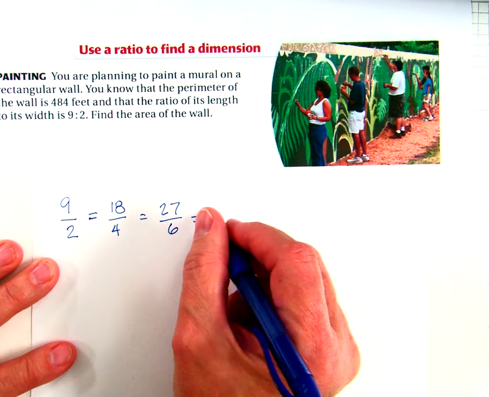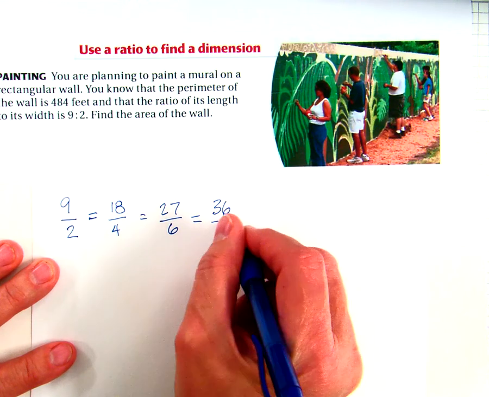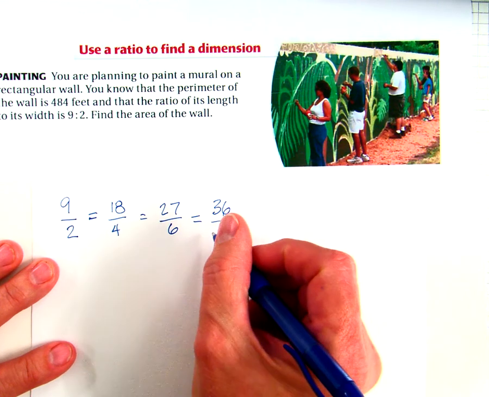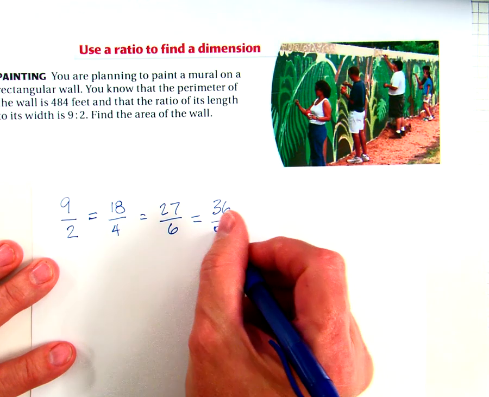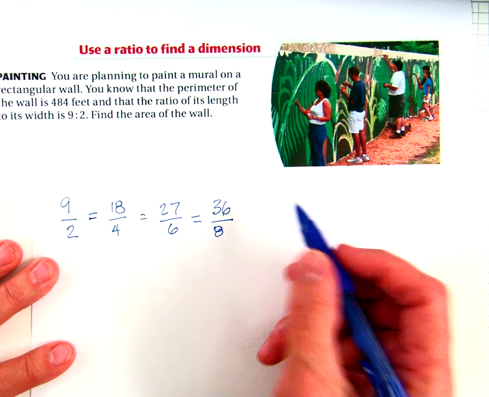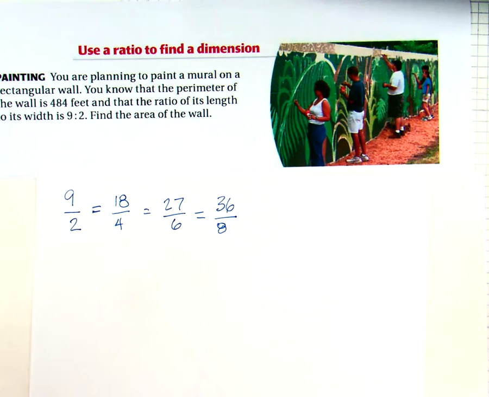I can do them both by 4. That'll give me 36 over 8. I can just keep doing this. I know from the previous problem I want the bottom to be 44, but I'd really like a better way to solve it algebraically so I don't have to just guess and check all the time.